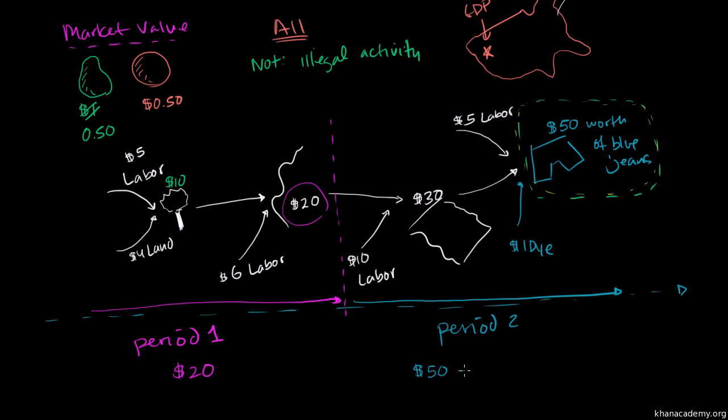So you'd say $50 minus the $20. And so you would get a contribution to GDP by taking this $20 intermediary good and turning it into a $50 final good. The contribution to GDP in period 2 would be $30.